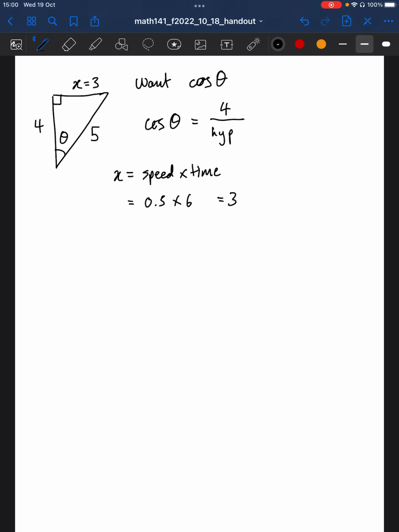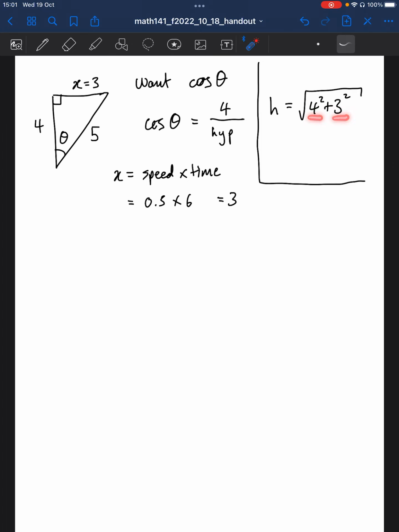And I can either recognize that, or I can just do a quick check by Pythagoras. If I want to work out the hypotenuse, it should be equal to the square root of the squares of the other two sides. So 4 squared plus 3 squared. So this is 16 and 9. So I'm getting the square root of 25. So that's what I would do if I didn't remember that there was such a thing as a 3, 4, 5 triangle. Okay, but that's looking pretty good, because now I know that cosine theta is 4/5.